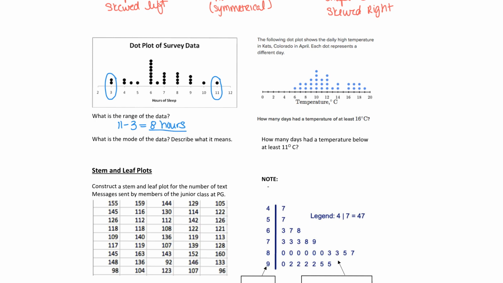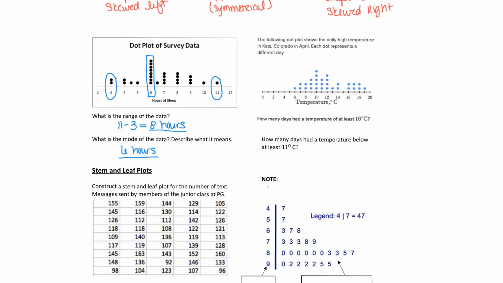Next, what is the mode of the data? Remember, mode is the most frequently occurring data point. So it looks like my mode, I can see it so easily with a dot plot because it's just the highest column. So my mode here is 6 hours of sleep using this example.